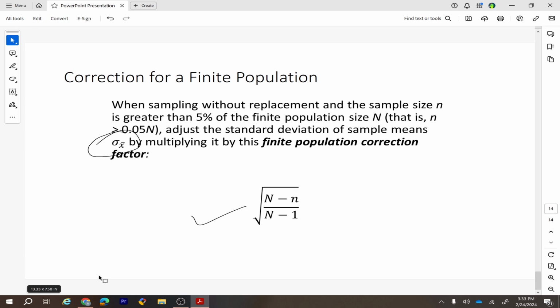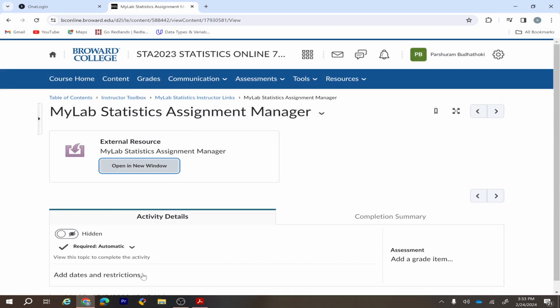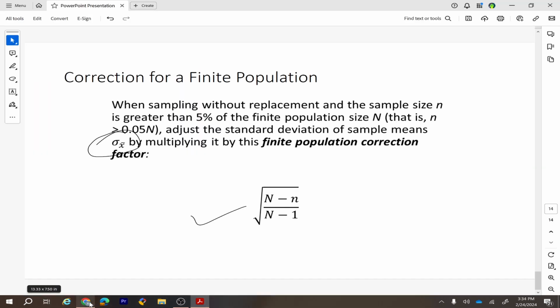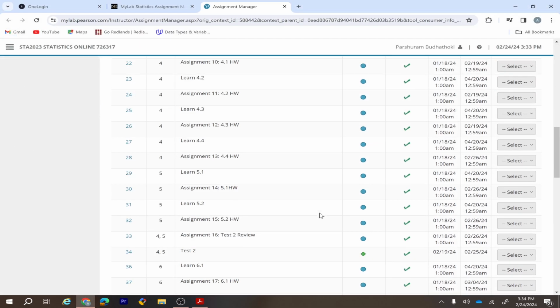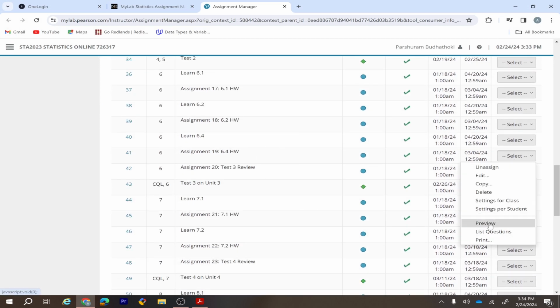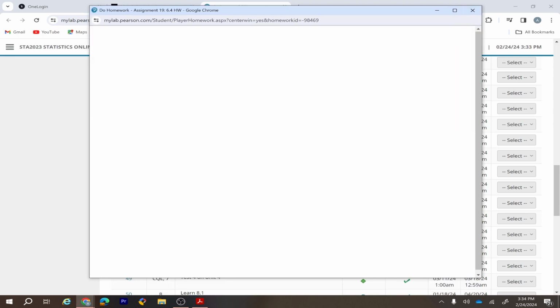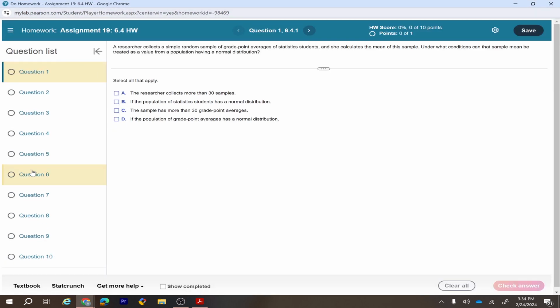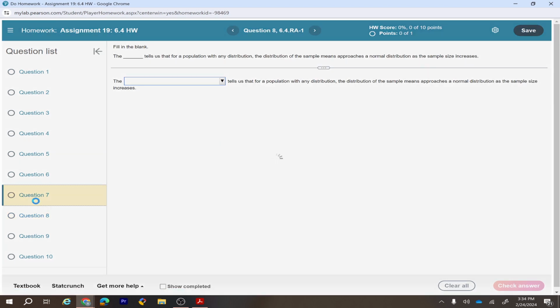So let's look at some examples from this section. Section 6.4. Okay, I'm going to do this quick check.